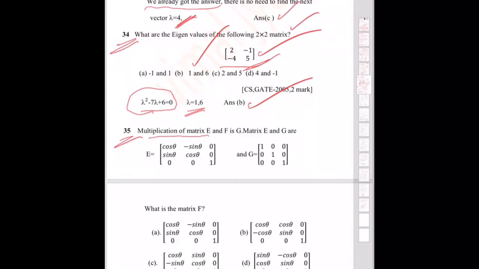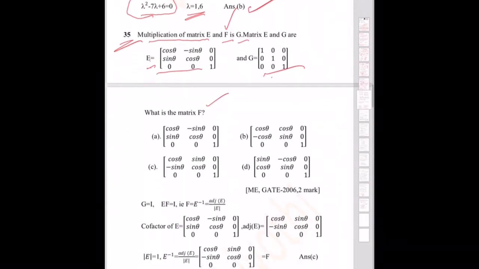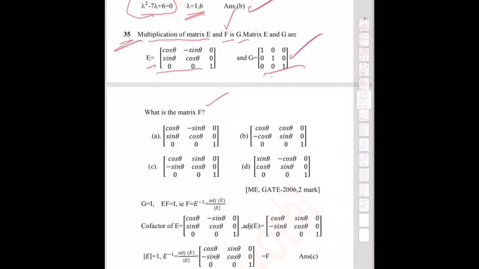Multiplication of matrix E and F is G. Given E and G, find the matrix F. Given E and G, and E into F equal to G, what is the matrix F? Given that this is the matrix G, G is an identity matrix, G equal to I.